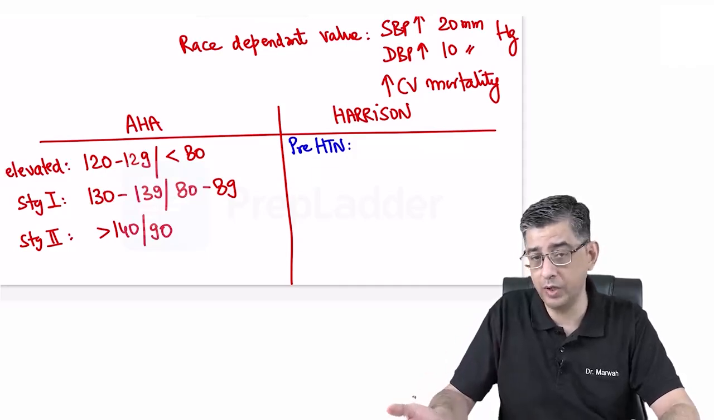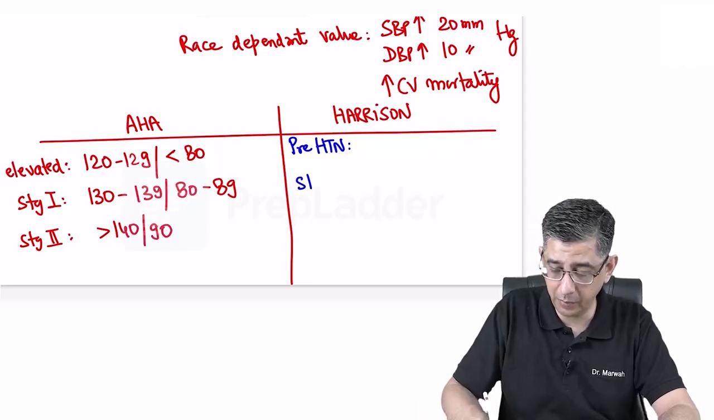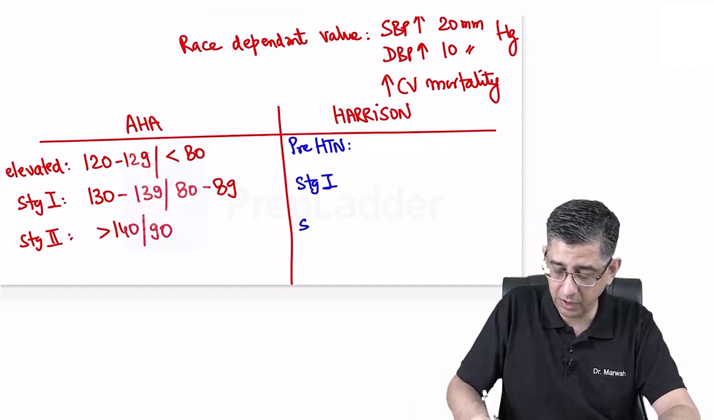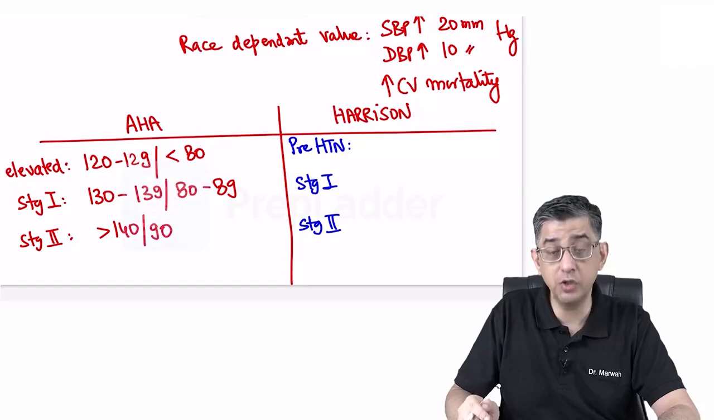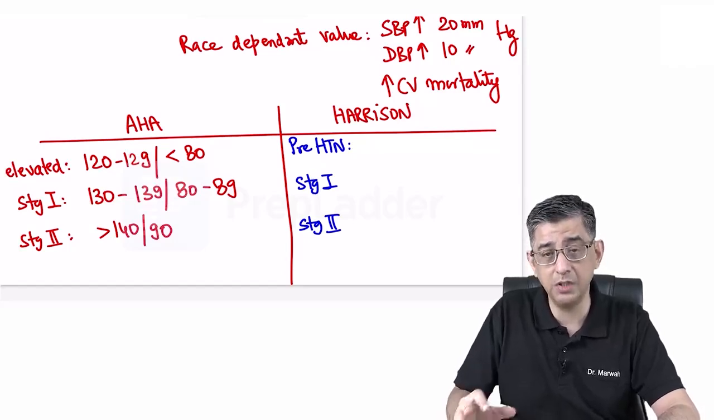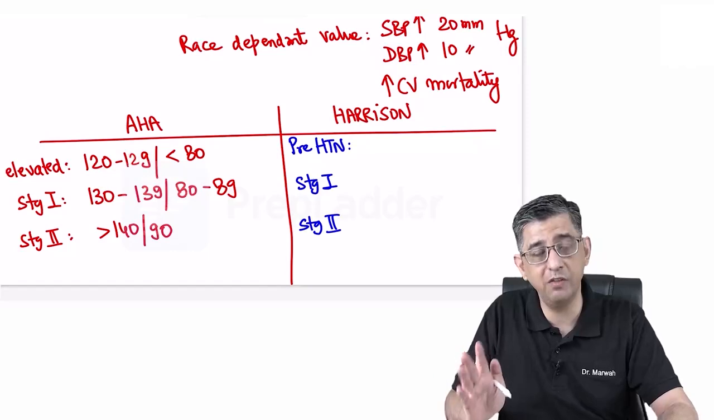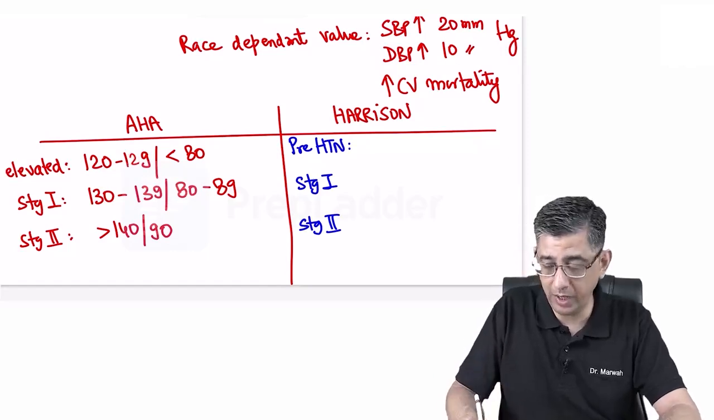Harrison 20th still goes by the routine classification, that is pre-hypertension. Then it is going to be stage 1 and stage 2, but the values are mathematically different. So I would suggest you note down this table by yourself so that you can remember, because yes, you have to remember both the values from the exam perspective.